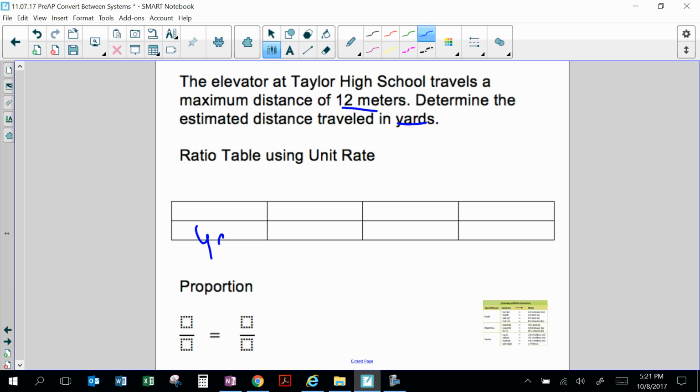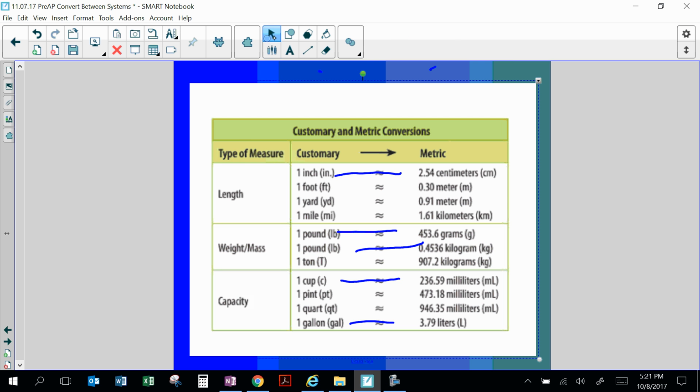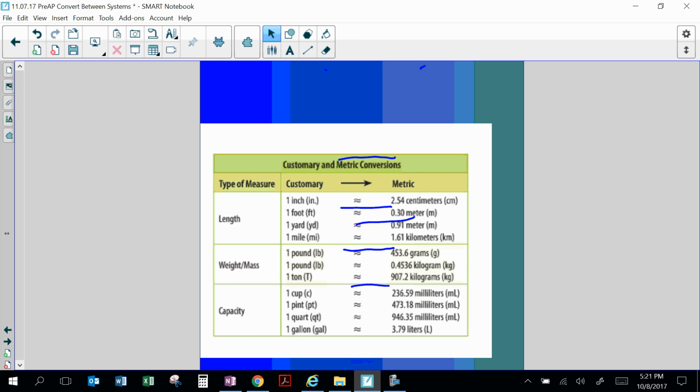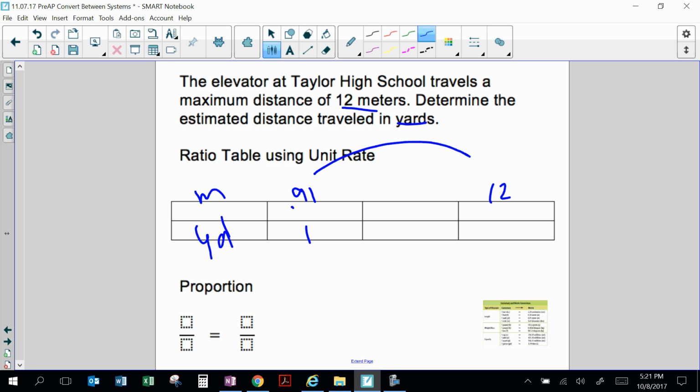The elevator at Taylor High School travels a maximum distance of 12 meters. How many yards? So this is about yards and meters. 1 yard is about 0.91 meters. So 1 yard is approximately 0.91 meters. 12 meters. How many 91 hundredths go into 12? So it's a division. I don't really like working with decimals and denominators.